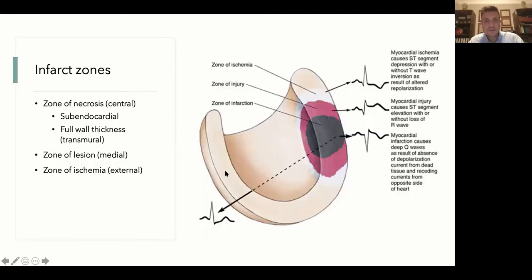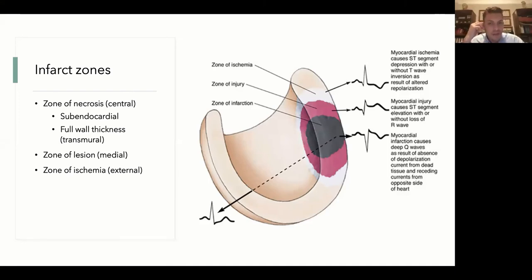So what happens when there's no blood supply? Of course, infarct zones develop, and there are three of them. Okay, in the center, we have the zone of infarction, the zone of necrosis, and it can be subendocardial, which means that it doesn't involve the whole thickness of the cardiac wall, or there is full wall thickness, which we call transmural. This will present as a STEMI MI.